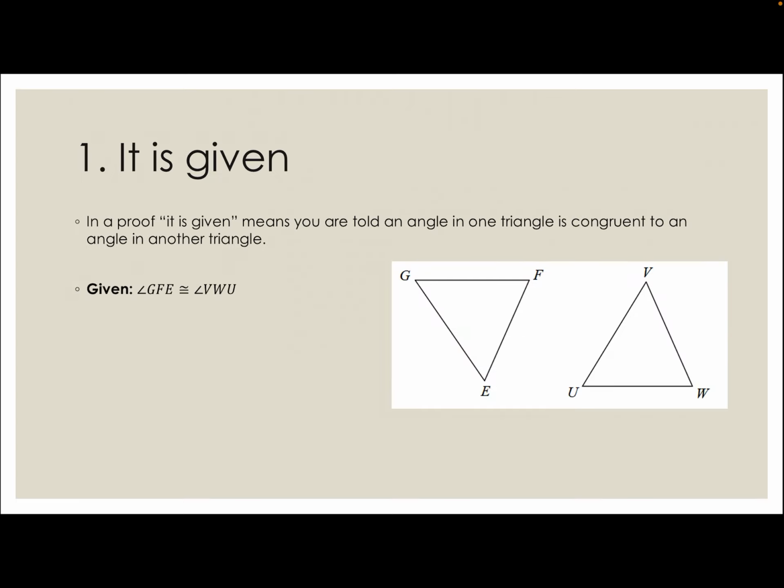So again, for given with an angle, it is going to be something like angle GFE is congruent to angle VWU. So angle GFE is this angle, and then angle VWU is this angle. So we're just going to put the same number of arcs at that angle location. And so now we know that angle GFE is congruent to angle VWU because we marked our diagram as so.